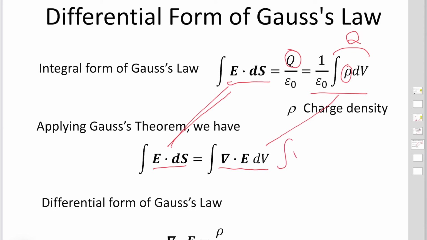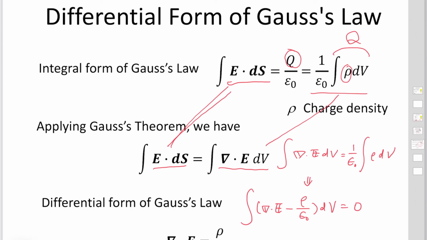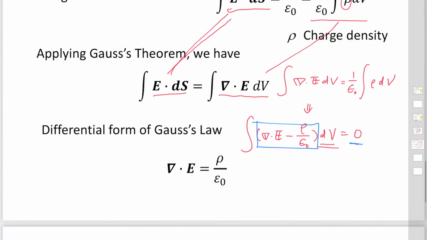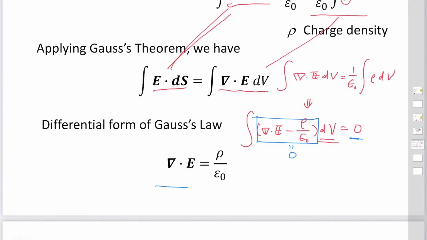So this means the integral of del dot E dV equals 1 over epsilon naught times the integral of rho dV. If you combine the right hand side into the left hand side, epsilon naught is a constant, so the integral of del dot E minus rho over epsilon naught dV equals 0. You can choose any size of dV. Then the quantity inside has to be 0 to satisfy this equation. So this becomes 0. So we have this equation. This is the differential form of the Gauss law. Okay, this is the end of this session.